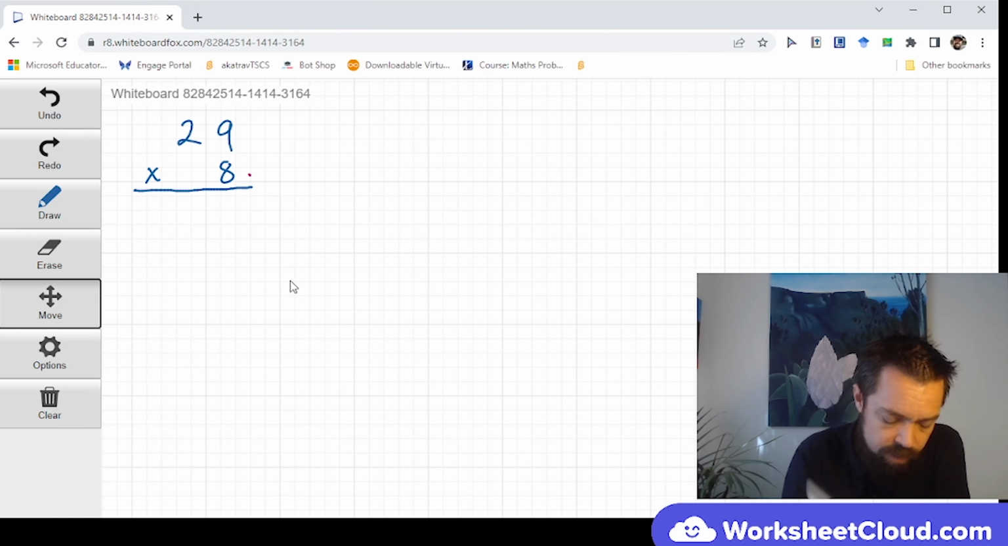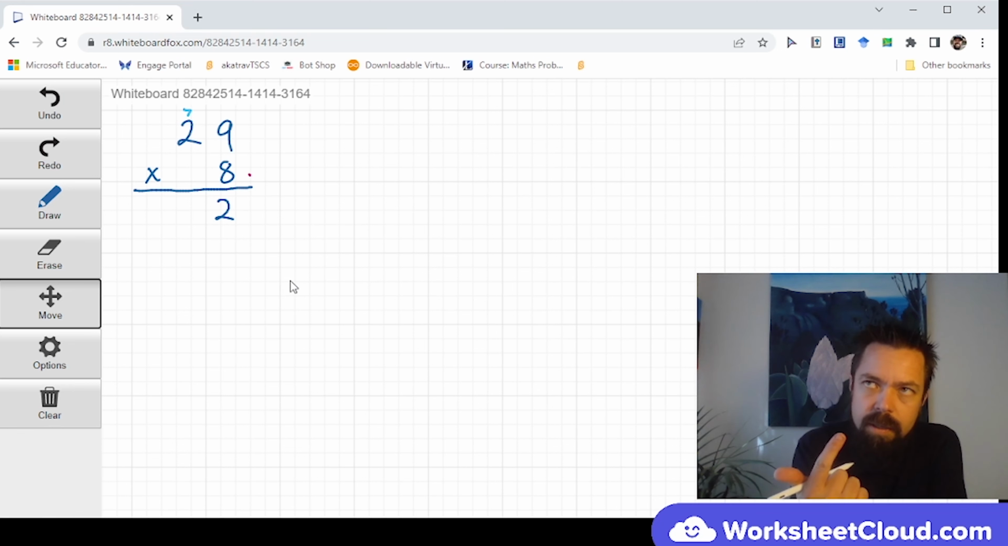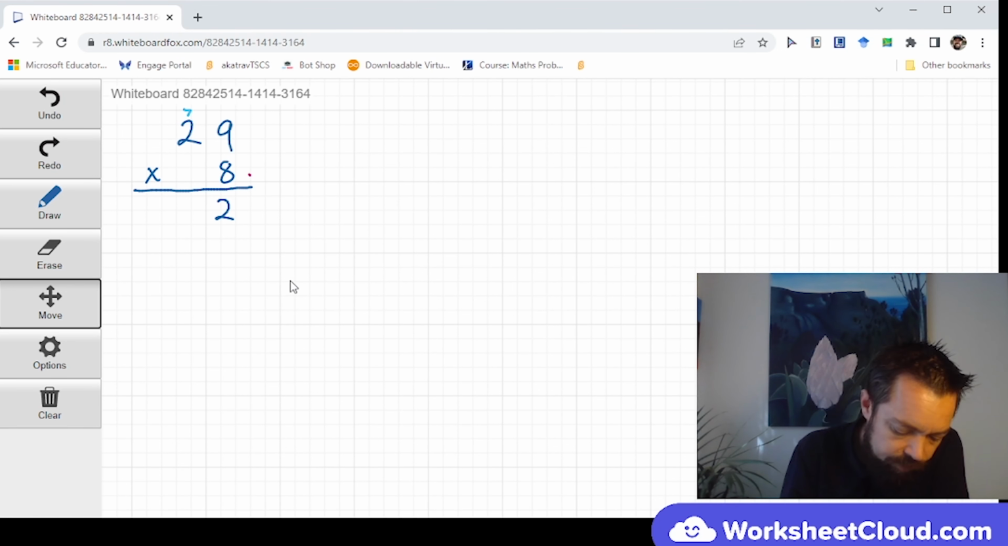8 times 9, 72. And I'm going to carry my 7 to above the 2 over there. All right, then I'm going to go 8 times 2, which is 16, and then I'm going to add my 7, so 18. Good if you've got mental arithmetic. Comes to 25. My 5 goes there. I could carry it up to there, but there's nothing to multiply with, so it just drops straight down. And there we go.